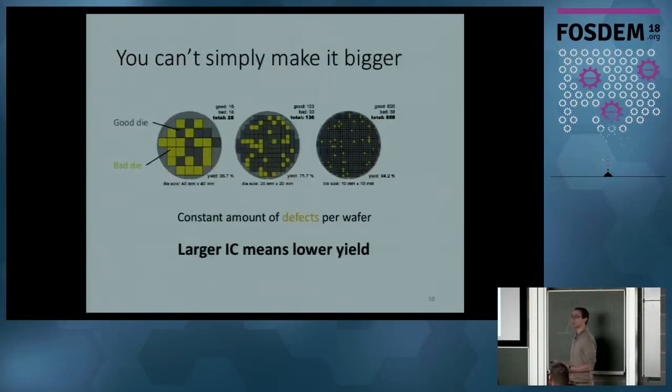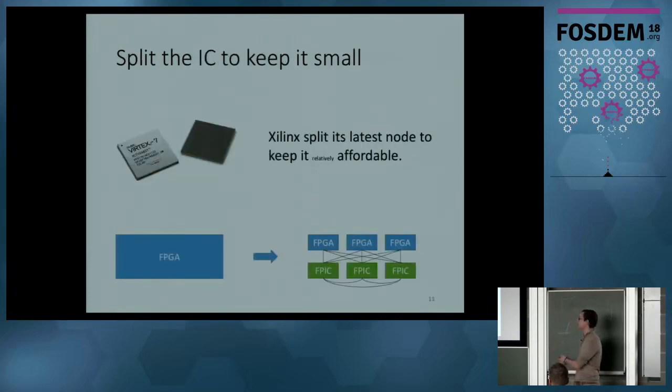One other problem is that you can't simply make the IC bigger. So here the limiting factor is that when you look at a wafer here, there's a big circle with a rainbow pattern on which you will print your ICs. You need to know that there are a constant amount of defects on the wafer. So if the ICs on the left are bigger, you will have a lower proportion of good dies as bad dies. That's what we call the yield. So if the yield is lower, the chip will be more expensive. So you need to limit the size of the chip so that the yield is sufficiently high and can stay affordable. That's, for example, what Xilinx did for the latest Virtex 7 technology.